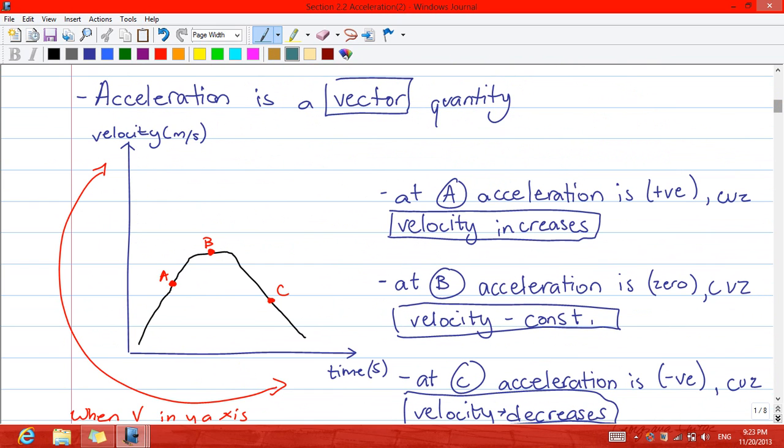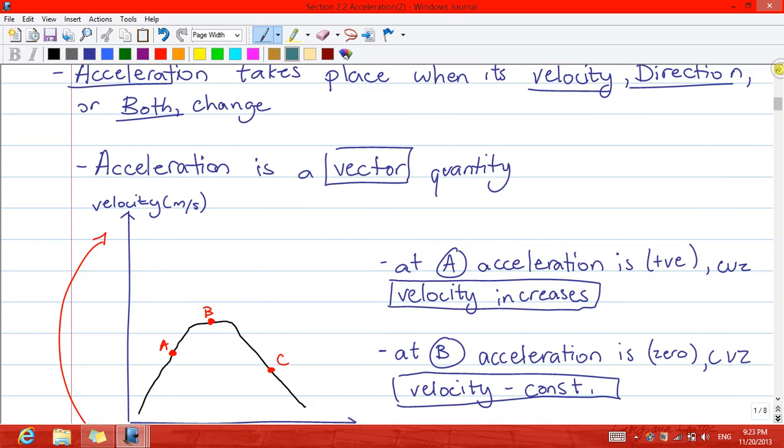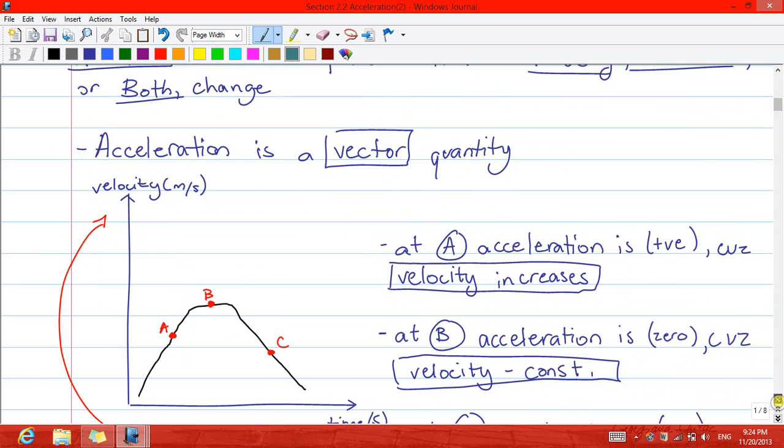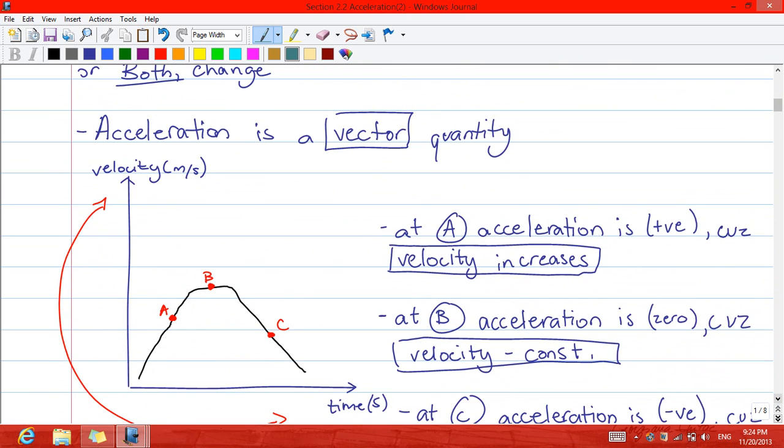Now acceleration could be a change in position, a change in direction, or a change in velocity, or both. So it can change both. Now acceleration is a vector quantity, which means that it has magnitude and it has direction.